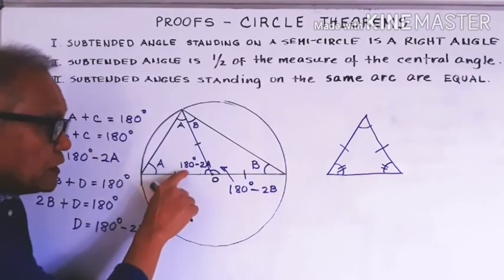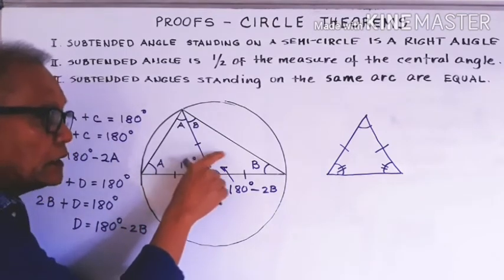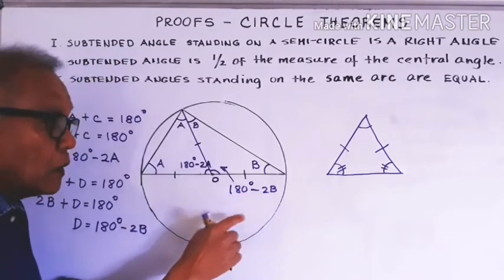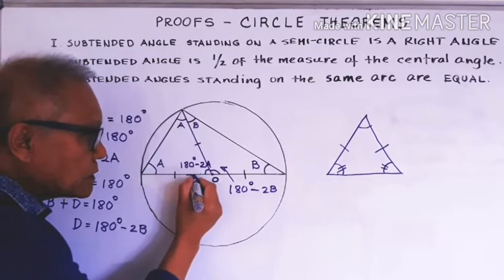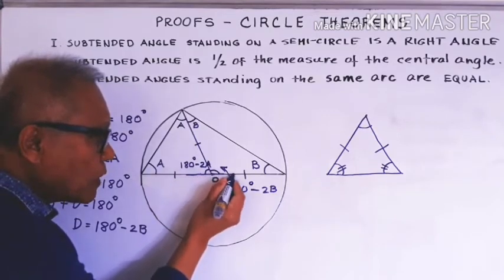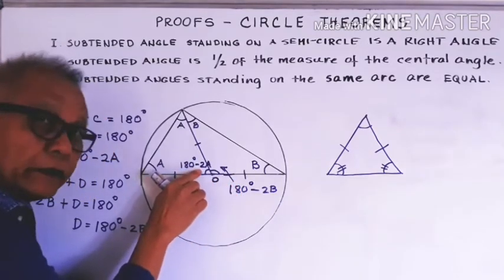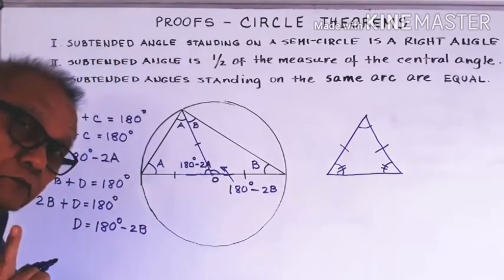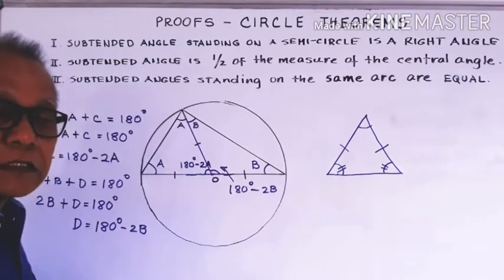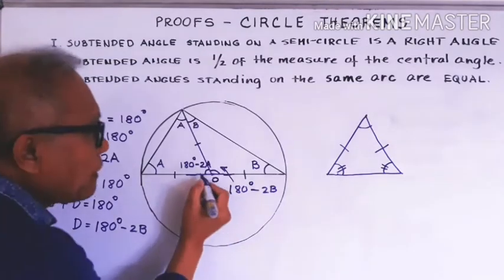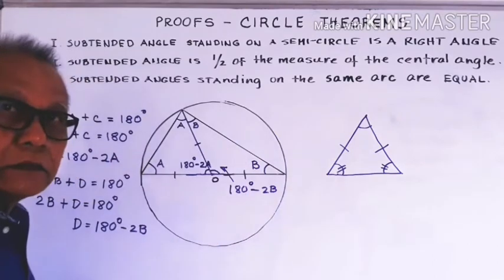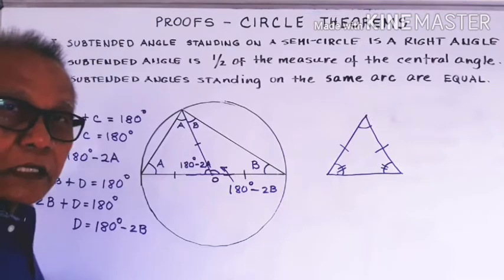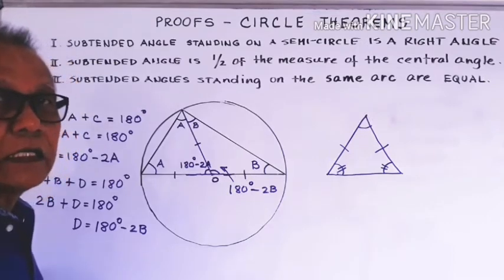This is 180 degrees minus 2A. The other angle is 180 degrees minus 2B. Now, what is the relationship of our angle here and the other angle there? They are supplementary angles because we have a straight line. When we have two angles in a straight line, these two angles are called supplementary angles.